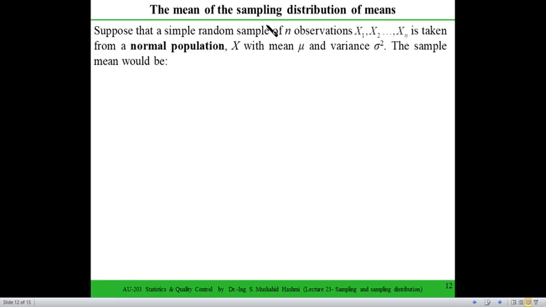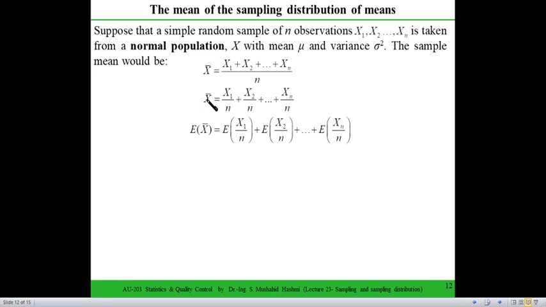Suppose that we have a random sample of n observations, X1 to Xn, taken from a population X with mean value mu and variance sigma square. The sample mean is obtained by summing up the characteristic of all the elements of the sample and dividing by the sample size. We can write the same expression as X1 over n plus X2 over n and so on, if I am interested in calculating the mean value of the sample mean.